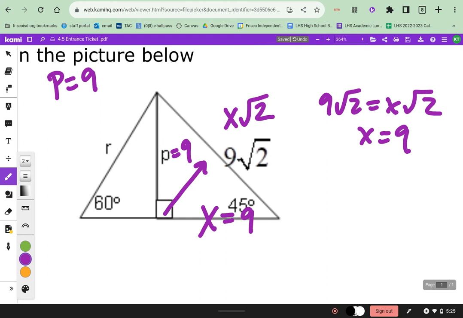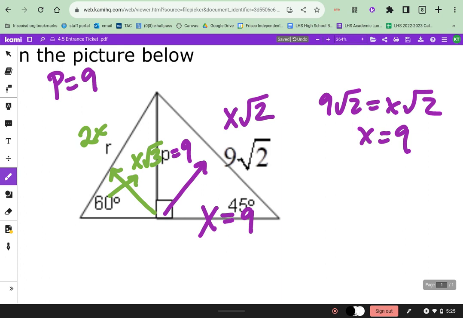Now I'm going to look at my second triangle. So for my second triangle, I know that across from 60 is always x root 3. Across from 90 is always 2x. And across from 30 is x. So that shows me that x root 3 equals 9.